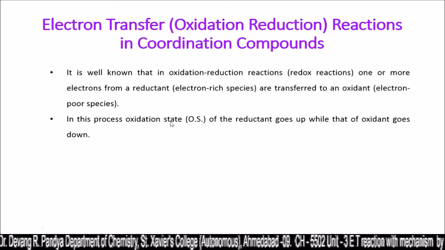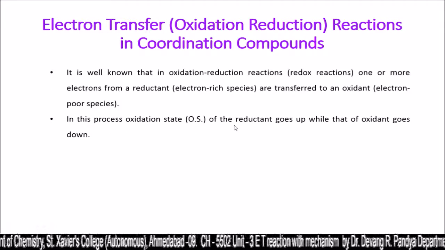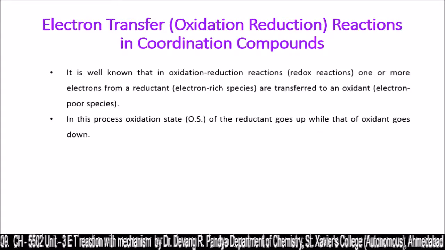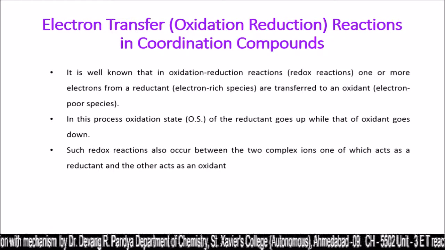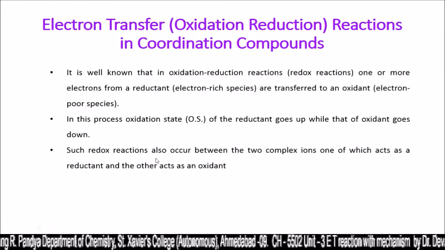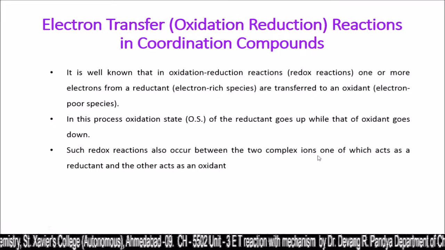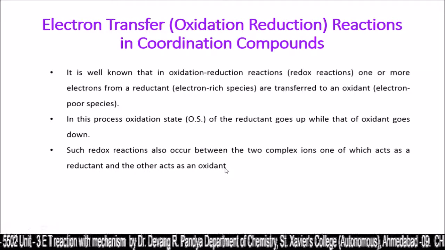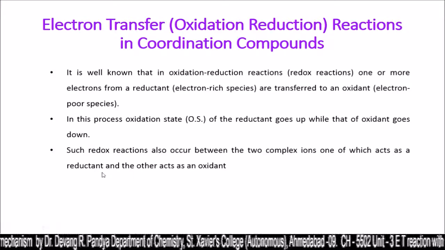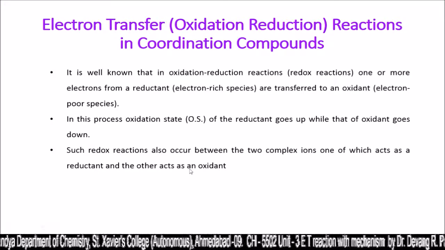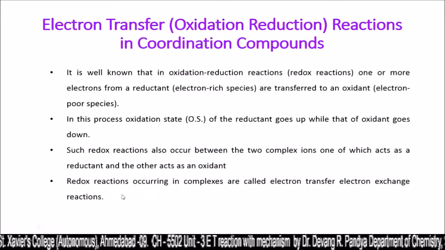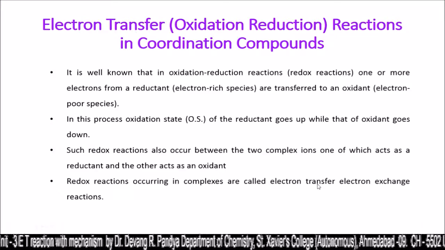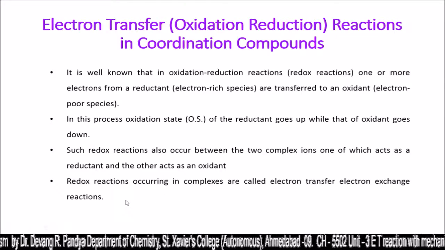In this process, the oxidation state, termed OS, of the reductant goes up while that of the oxidant goes down. Such redox reactions also occur between two complex ions, one of which acts as a reductant and the other acts as an oxidant. That means one complex is electron rich, the other complex would be electron deficient. So redox reactions occurring in complexes are called electron transfer, electron exchange reactions, in short ET reactions.